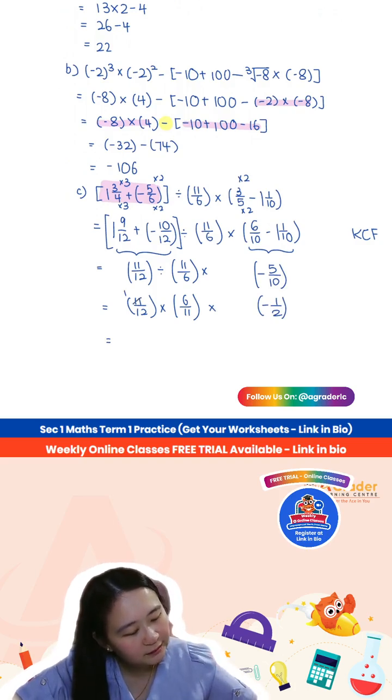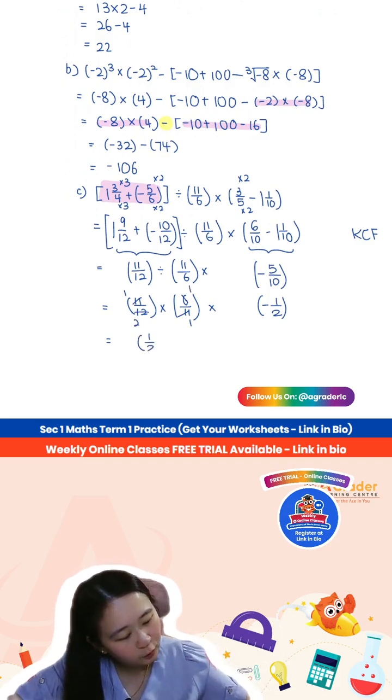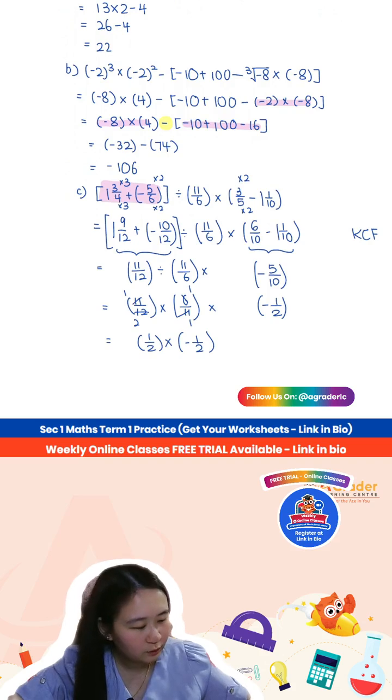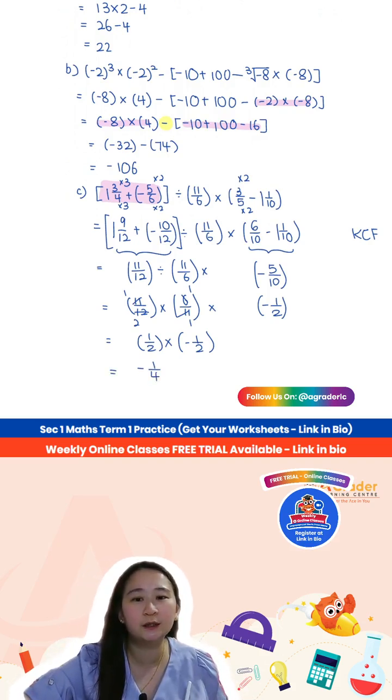Then I do my necessary cancelling, divide by 11, divide by 11, divide by 6, divide by 6. I'm left with 1 over 2 times negative 1 over 2. I get negative 1 over 4. Numerator times numerator, denominator times denominator.